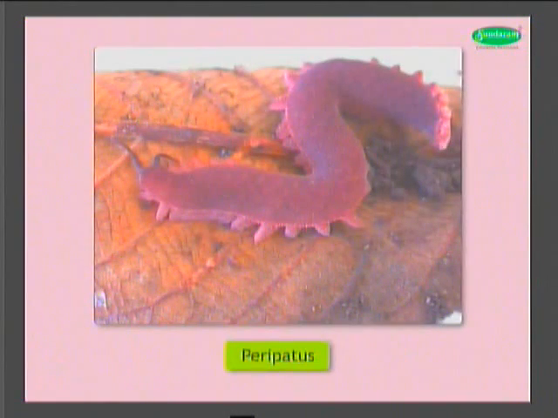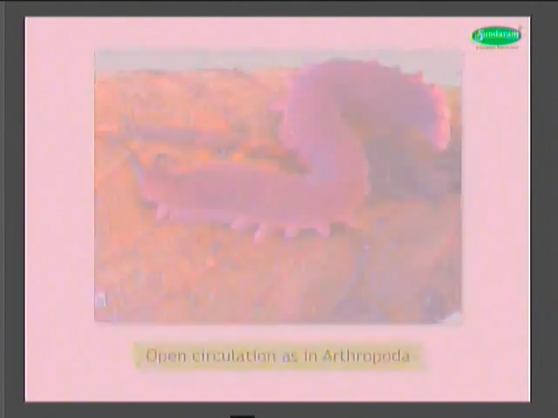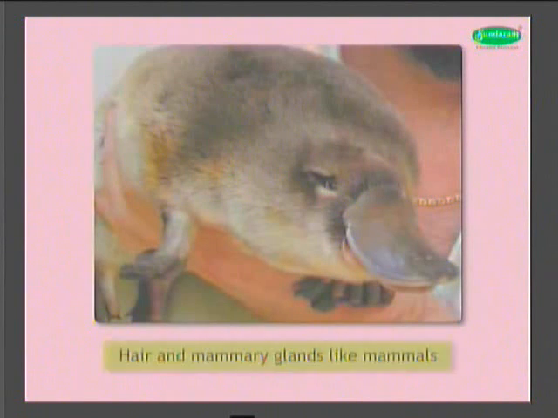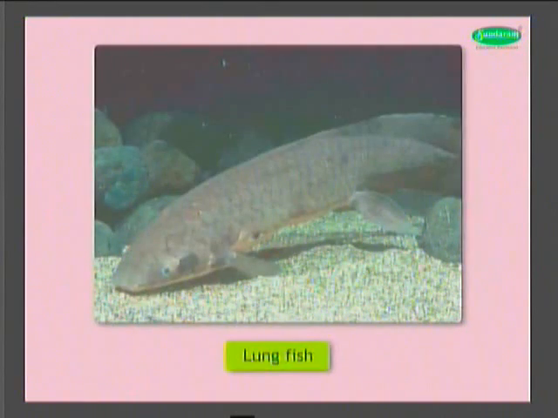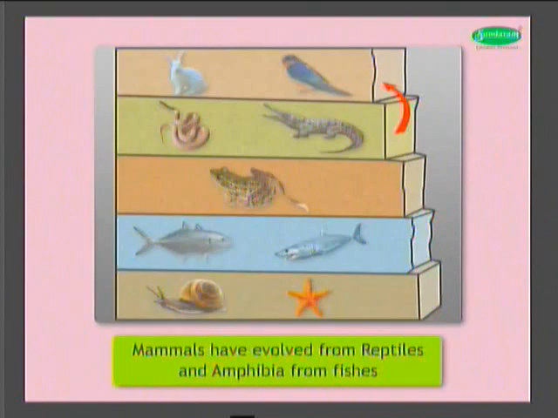Example, Peripatus has segmental nephridia, thin cuticle and parapodia-like appendages as in Annelida. At the same time, it has trachea and open circulation as in Arthropoda. The duck-billed platypus lays eggs like reptile and has hair and mammary glands like mammals. Lungfish, though a fish, breathes air through its lungs. These organisms point strongly to the fact that mammals have evolved from reptiles and amphibia from fishes.